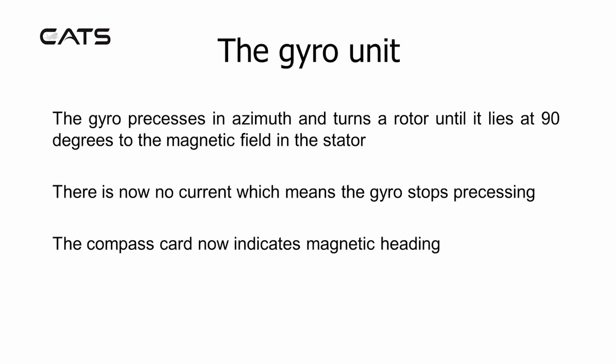The gyro unit. The gyro precesses in azimuth and turns a rotor until it lies at 90 degrees to the magnetic field in the stator. There's now no current, which means the gyro stops precessing. The compass card now indicates magnetic heading.